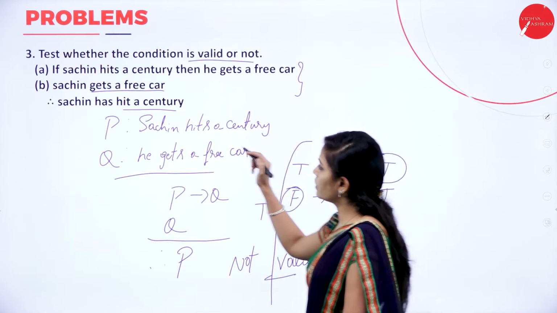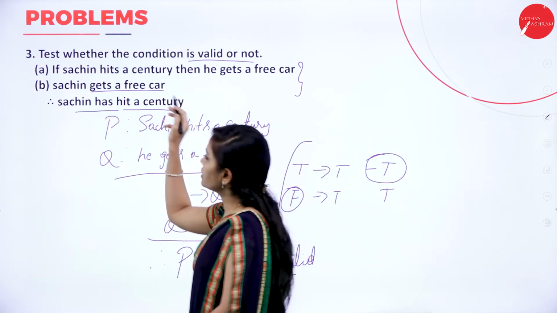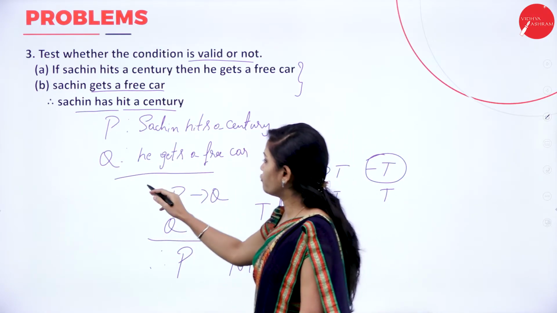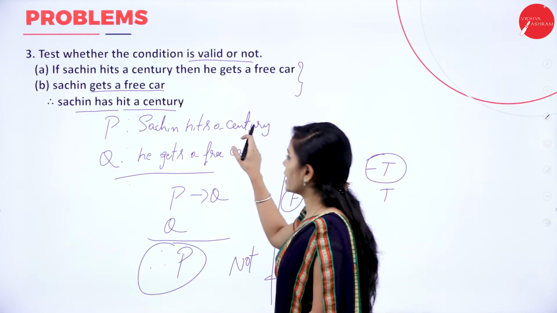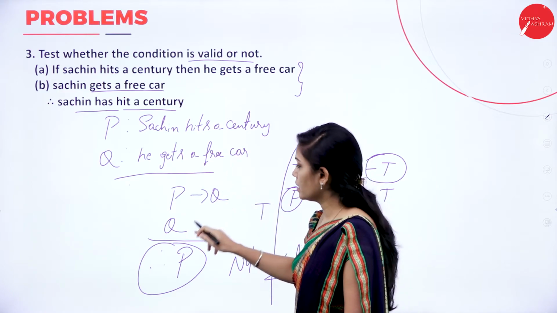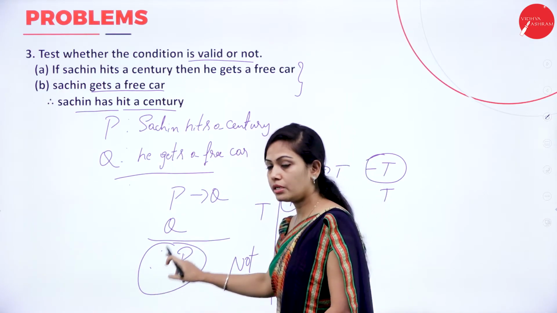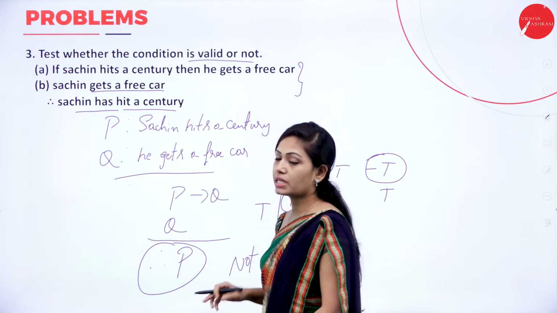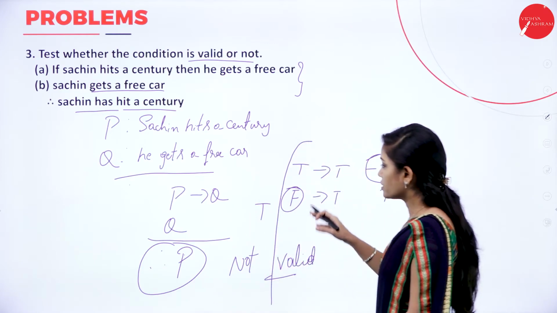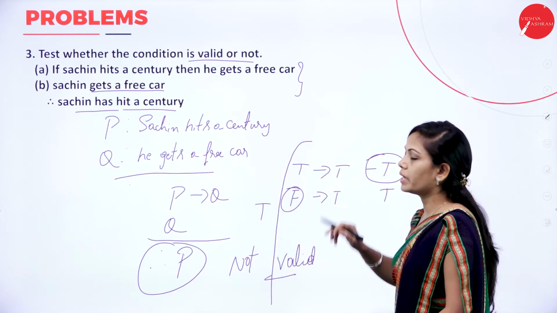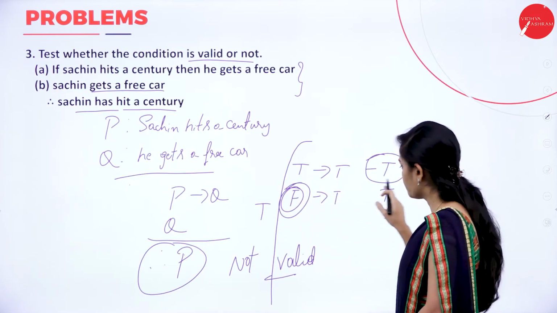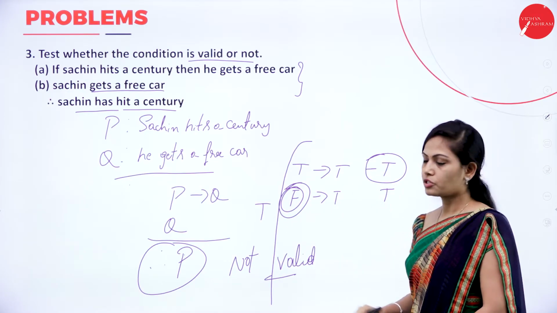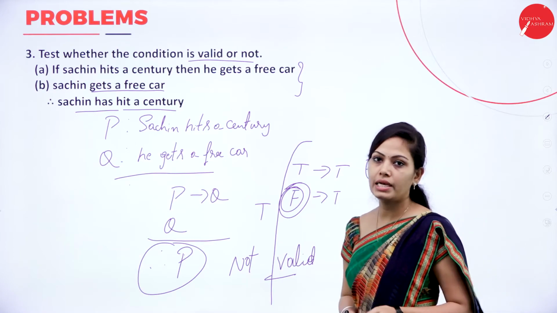Here they have given Sachin has hit a century. Therefore, the statement is P. Sachin hits a century is the P statement. There is no rule that P must be true. P can also be false. So false and true will give true. So this statement is not a valid statement.